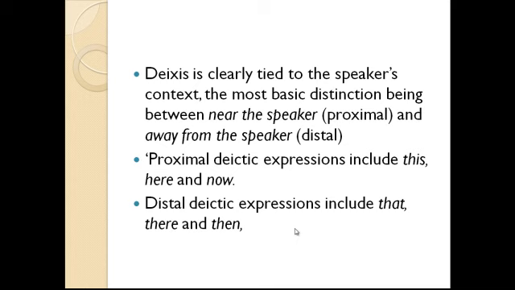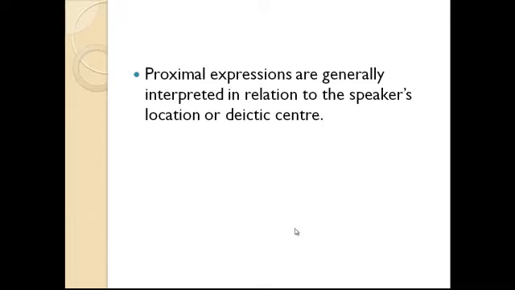Distal deictic expressions include such words as that, there, and then. As you can see, these words are respectively the direct opposite of the examples that we had earlier, because that, there, and then show some distance away from the speaker, and so we're referring to them as distal deictic expressions.